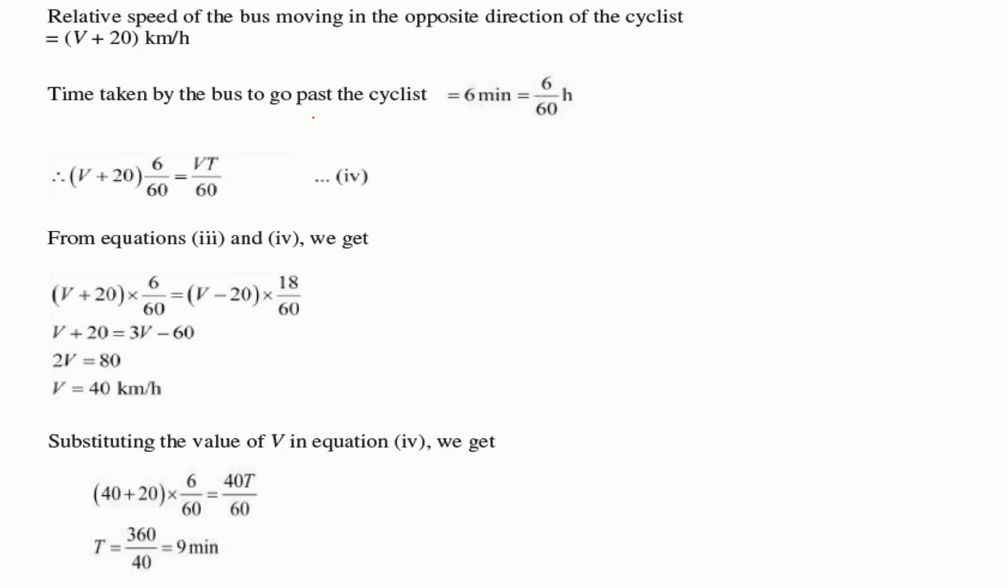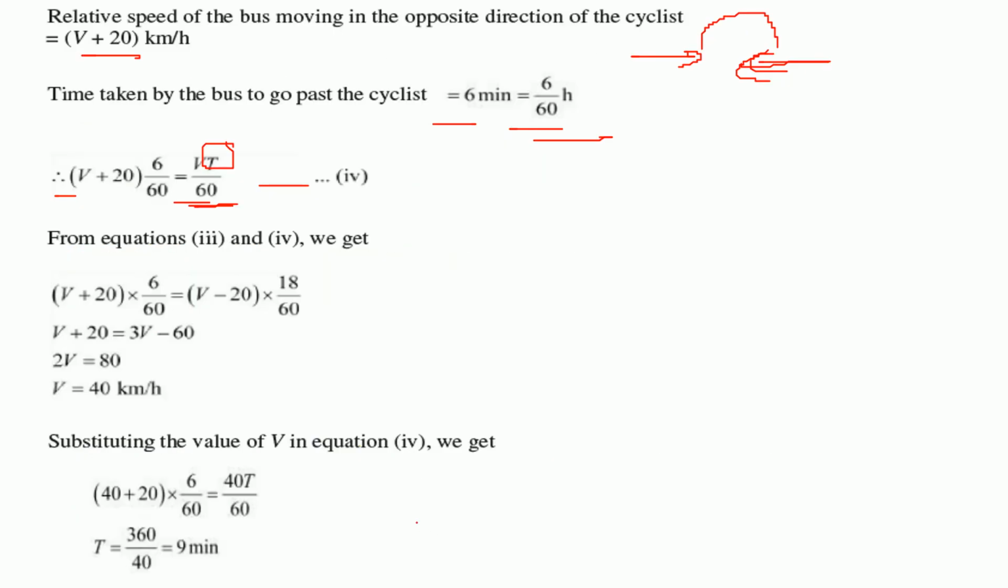Let us talk about the other aspect: the relative speed of the bus moving in the opposite direction. The cyclist is moving like this, the bus is coming like this. So the relative velocity will be V minus of minus 20, that is V plus 20. The time taken means every 6 minutes he sees a bus. 6 minutes will be 6 by 60 hour. And the distance is again Vt by 60, because every t minutes a bus is coming. So V plus 20 into 6 by 60 will be equal to Vt by 60, as we did in the previous case, which was in the same direction as the cyclist. Now let us equate this equation with the previous equation.